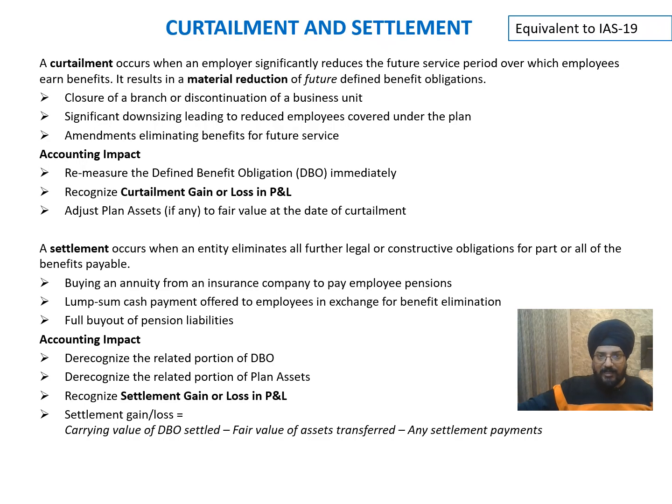Okay, so we'll spend some time understanding the concept of curtailment and settlement. Curtailment occurs when an employer significantly reduces future services, or the period over which employees earn benefit. It results in a material reduction of future obligation. Basically, it's a situation where the organization is curtailing its total production or reducing capacity, or it's the closure of a branch or discontinuation of a business unit, significant downsizing leading to reduced employees covered, and an amendment eliminating the benefit of future services.